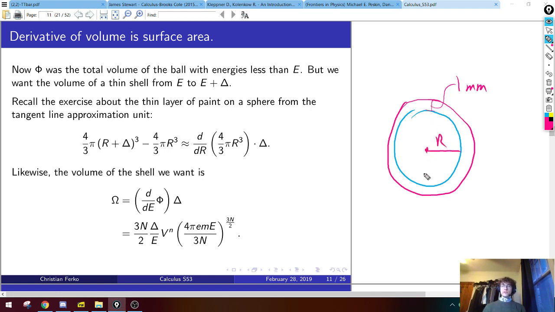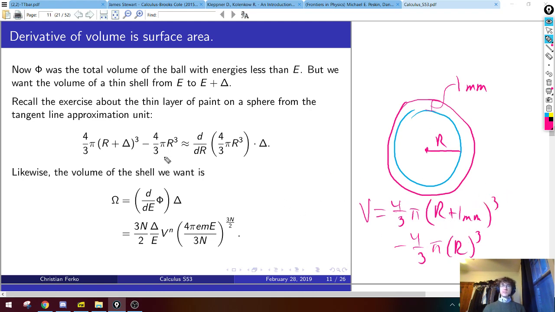So if you want to find the volume of a very thin shell, the way you usually do it is with a tangent line approximation, because the true volume of that shell would be, of course, in 3 dimensions, 4/3 pi times the big volume, r plus 1 millimeter, cubed, minus the volume of the small ball, 4/3 pi r cubed. So this is the true volume, but if you don't want the true volume, you just want an approximation when the thickness is very small, you can use a tangent line approximation.